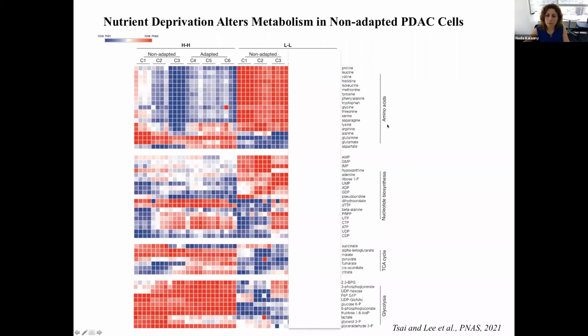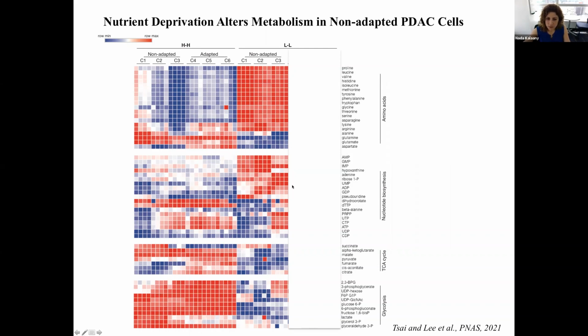Right there, amino acid, nucleotide, everything is changing. So what is happening here, you would say, of course, if you deprive the cells of nutrients such as glucose and glutamine, they're going to induce autophagy, and therefore they have much higher levels of all amino acids, except for here alanine, glutamine, glutamate, and aspartate, which is consistent with glutamine deprivation. And yes, that is true.